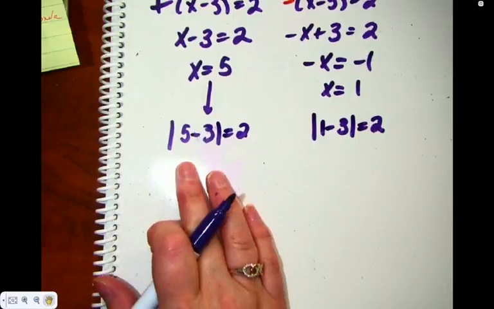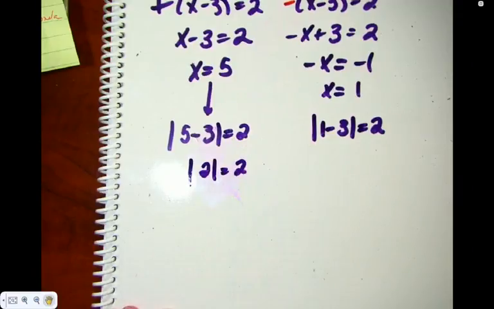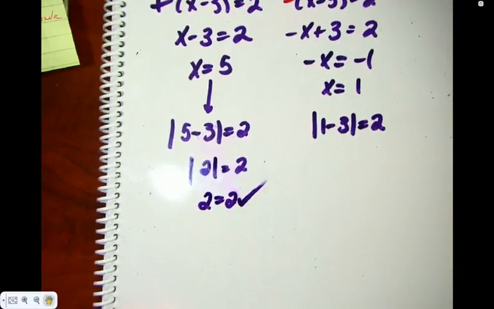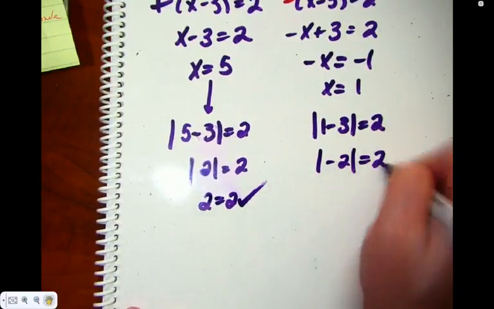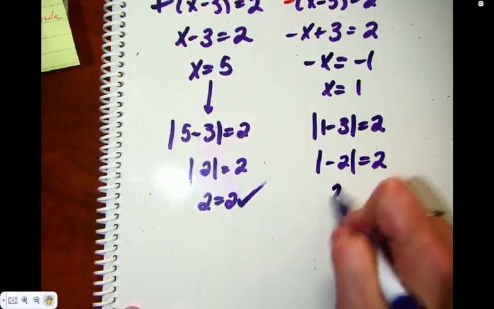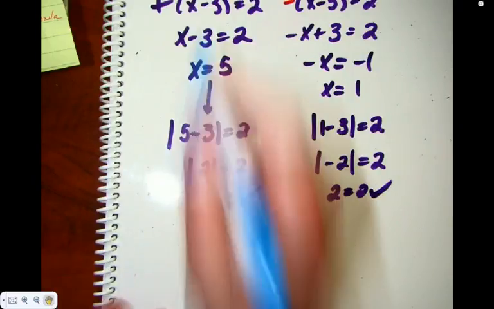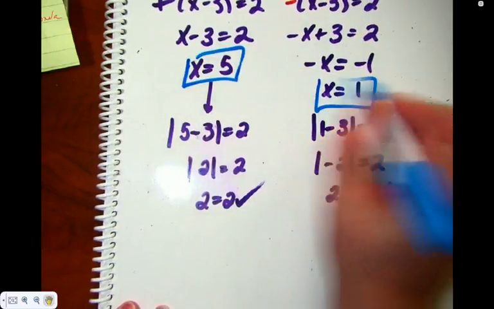We do inside the absolute value first, so 5 minus 3. What's the absolute value of 2? So what's the distance on a number line between 0 and 2? This one we have 1 minus 3, so negative 2. What's the absolute value of negative 2? So what's the distance between 0 and negative 2? Conclusion? Two answers that both work, x equals 5 and x equals 1.